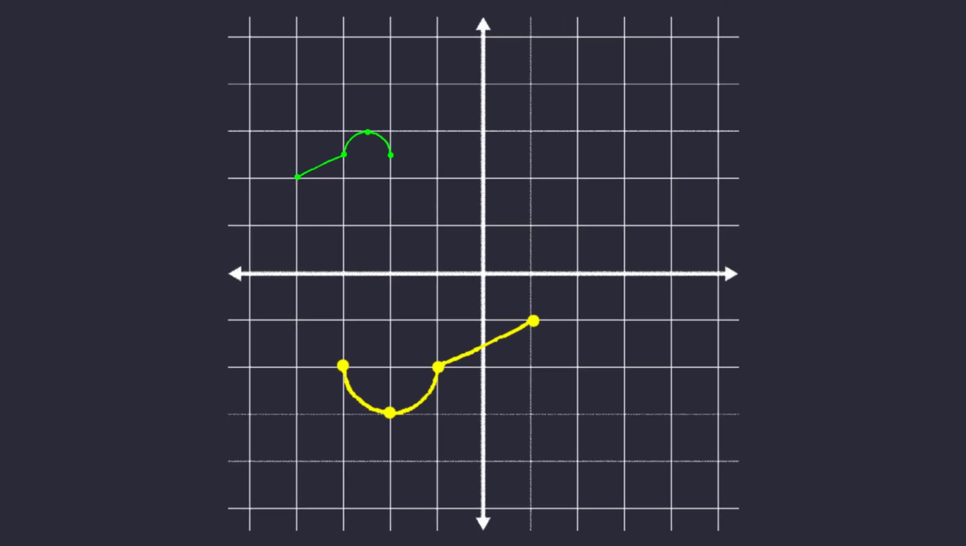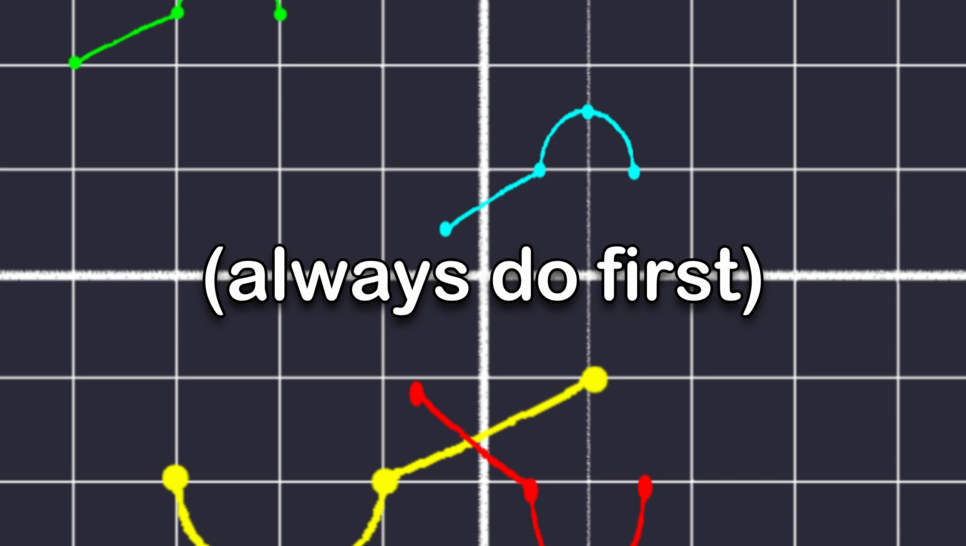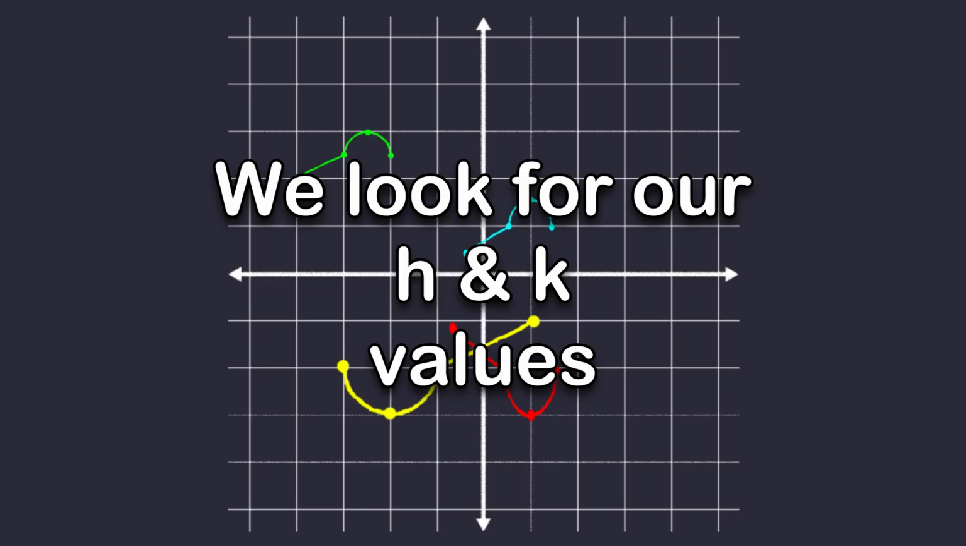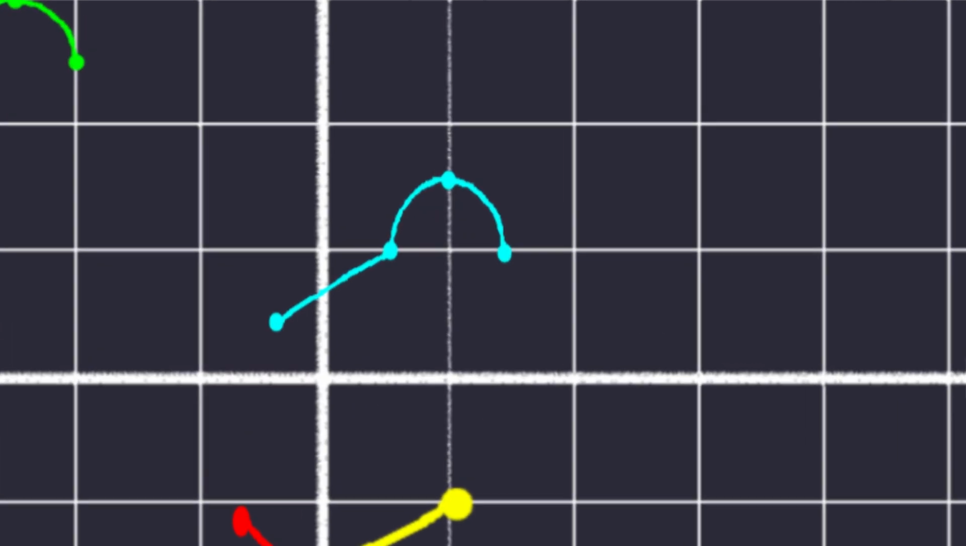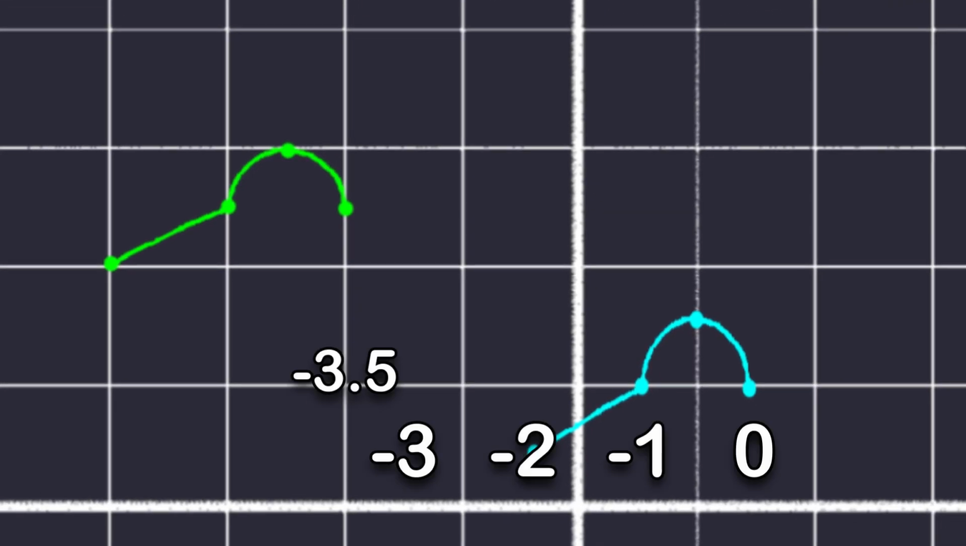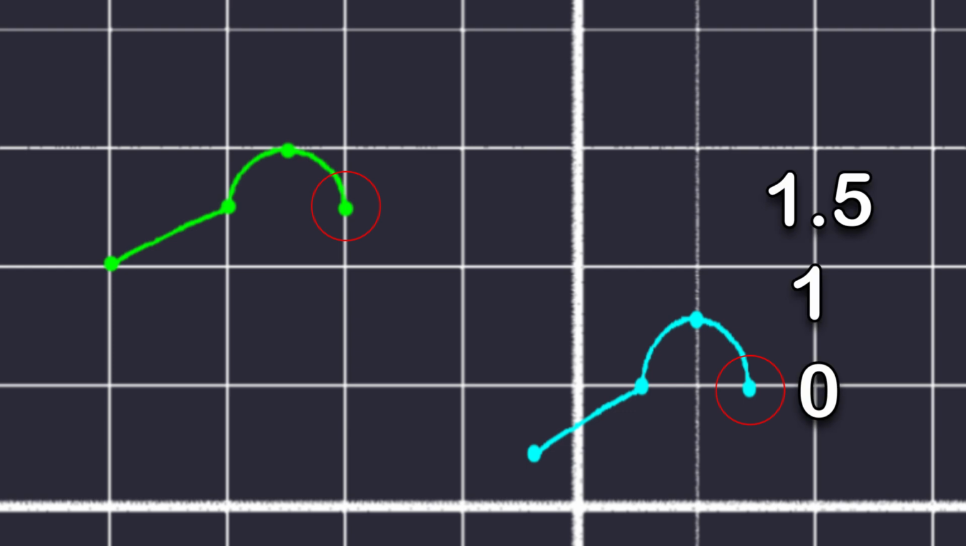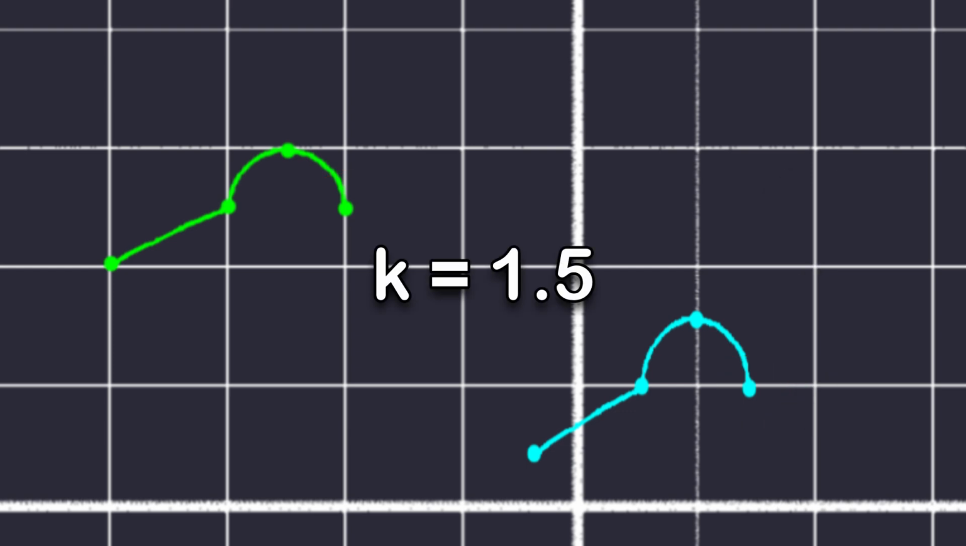Now, once you've done these, make sure you draw them on the graph. Here's the one in terms of b, and here's the one in terms of both b and a. Alright, now that we're done looking for our transformations and reflections, which we always do first, we look for our h and k values, aka our translations. Pick a point in the graph that matches up with the newer graph and see how many units it takes to get over there. With this one, we see it takes 3.5 units, meaning our h equals negative 3.5. Next, we see how many units it takes to go up or down. In this case, we have to go up until it matches. It moves up 1.5 units, so our k equals 1.5.